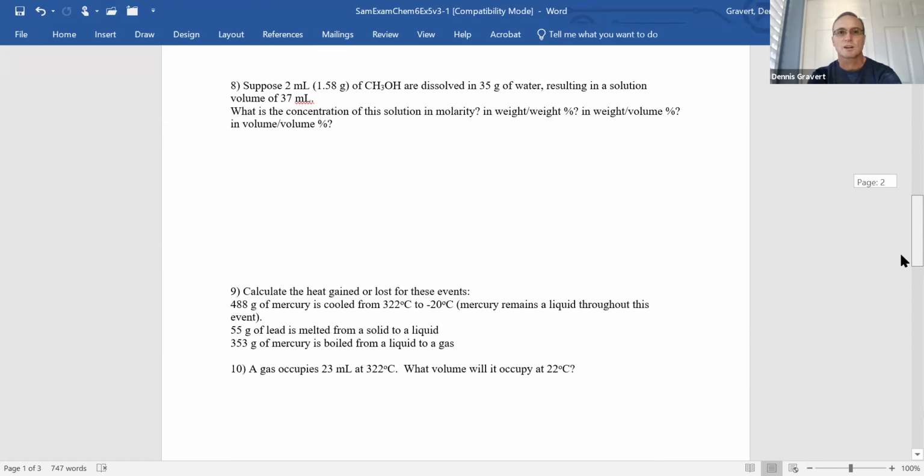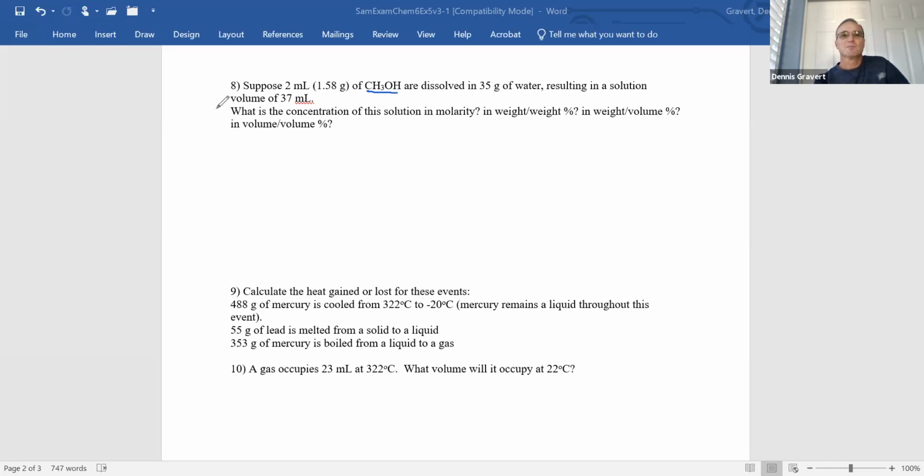Okay, so we got concentration. Yeah, why don't we do this one? Oops, this is in my way. There we go. Okay, number 8. Suppose 2 milliliters, which is the same as 1.58 grams of CH3OH, are dissolved in 35 grams of water, resulting in a solution volume of 37 milliliters. Okay, cool. This might be a little confusing, but we're just saying that there's 2 ways of getting the quantity of this. You can weigh it, and we can measure its volume, and we decided to do both. So depending on what you need, you got the info.